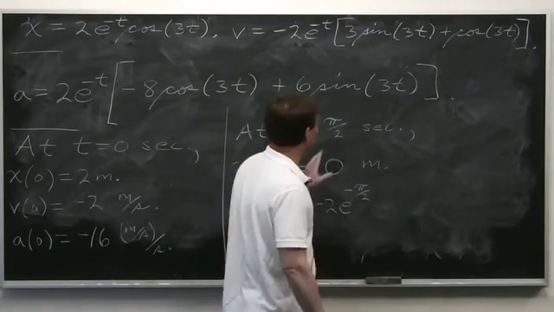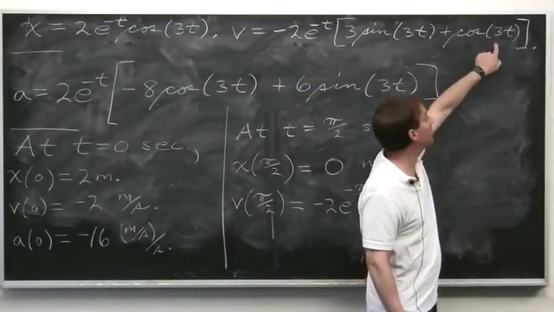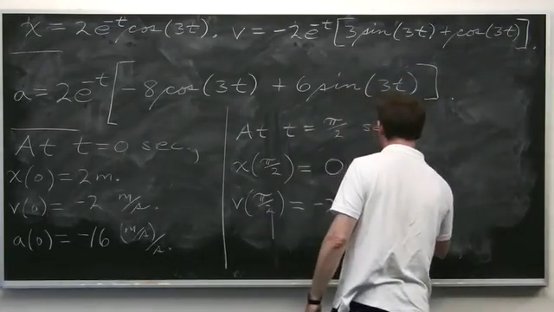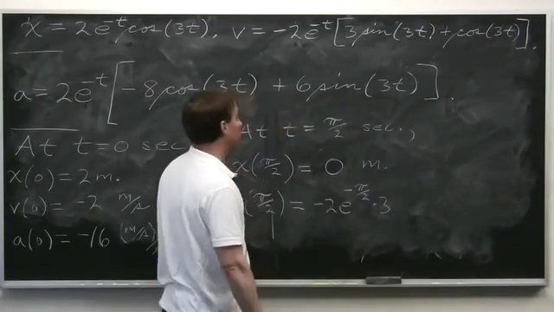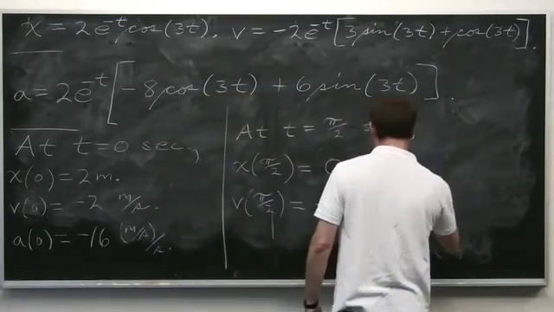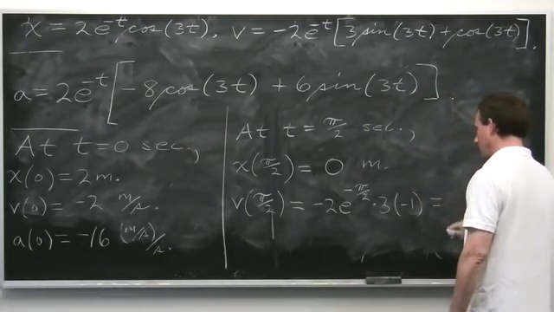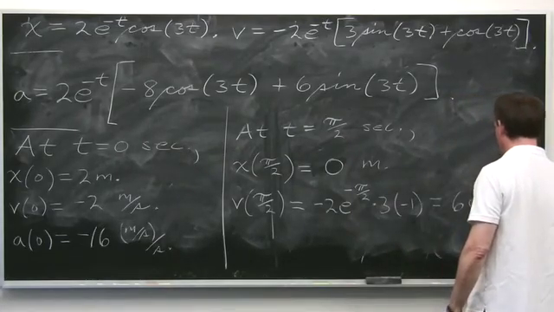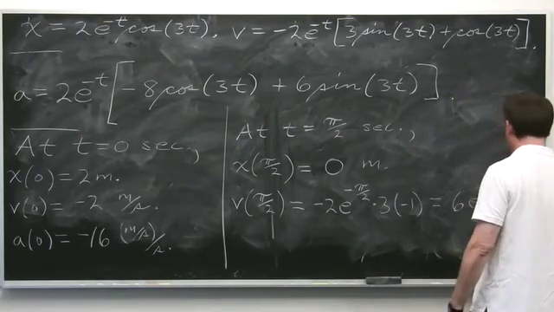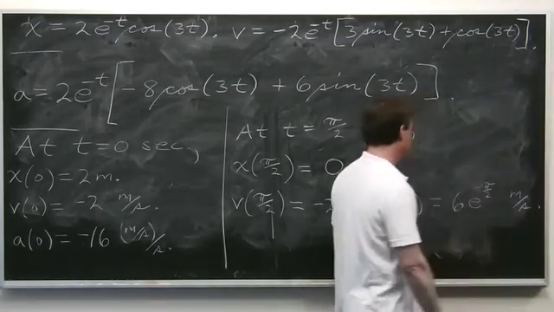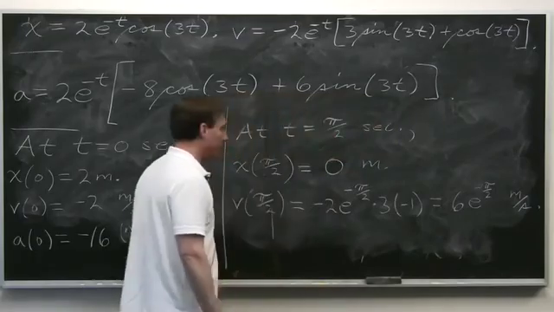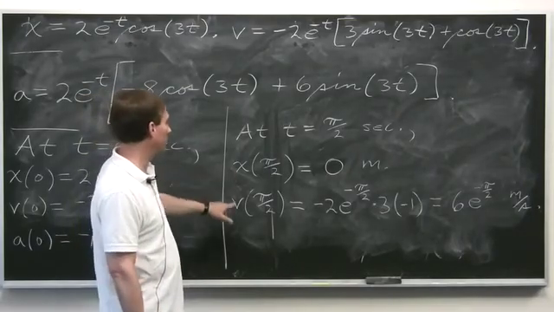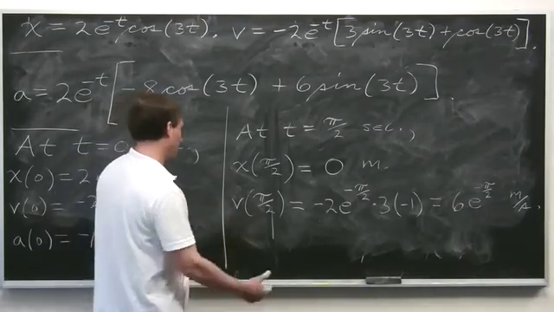And then times what? All right, when t is pi over 2, this is cosine of 3 pi over 2, that's 0. But here's times 3 times the sine of 3 pi over 2. And the sine of 3 pi over 2 is negative 1. So we get times a negative 1. So we get a positive 6, right? Negative, negative, positive. A positive 6 e to the minus pi over 2 meters per second. E to anything is positive, so that's a positive number. The block is moving to the right. So the block's at the equilibrium position, moving to the right at that speed.